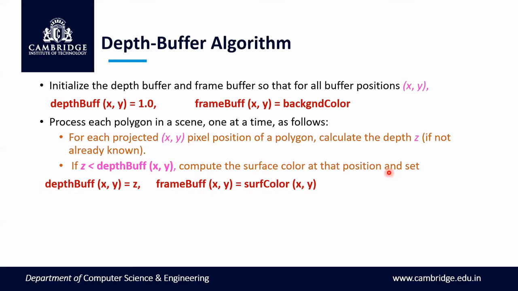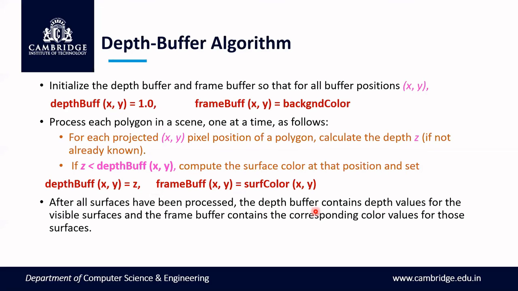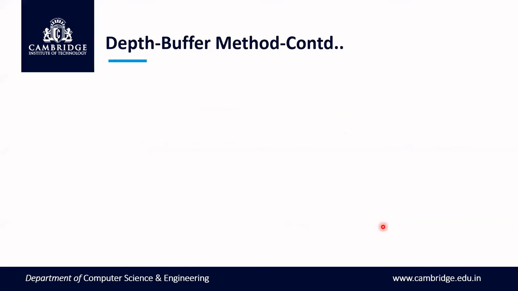So now what happened? At this XY position of the depth buffer, I will have the Z value. At this position of the frame buffer, I will have the surface color. Color and Z both are replaced now. After all surfaces have been processed, the depth buffer contains depth values for the visible surfaces and the frame buffer contains the corresponding color values for those surfaces.